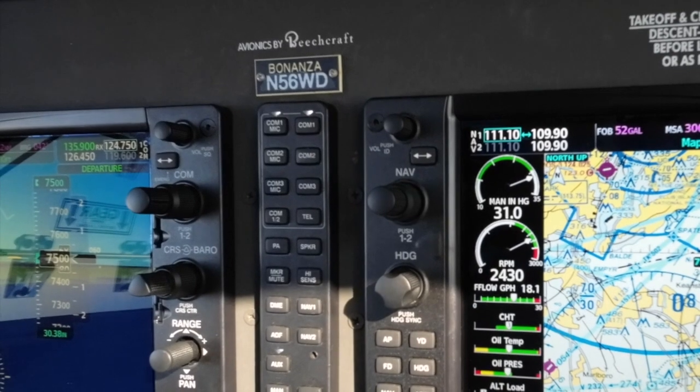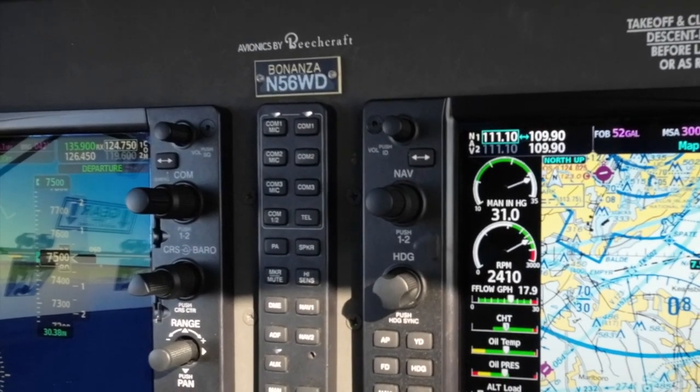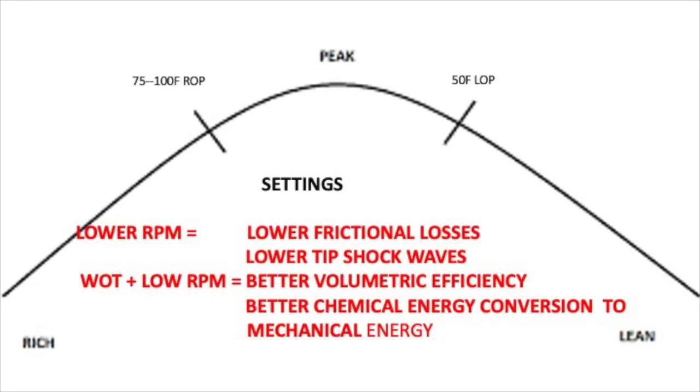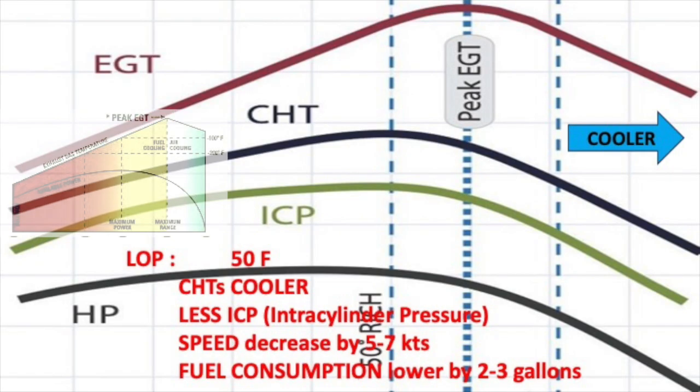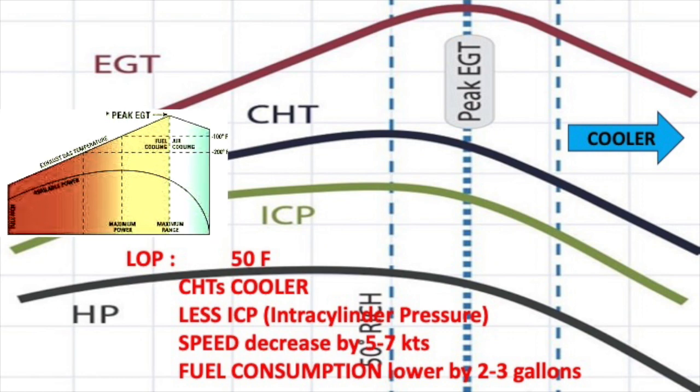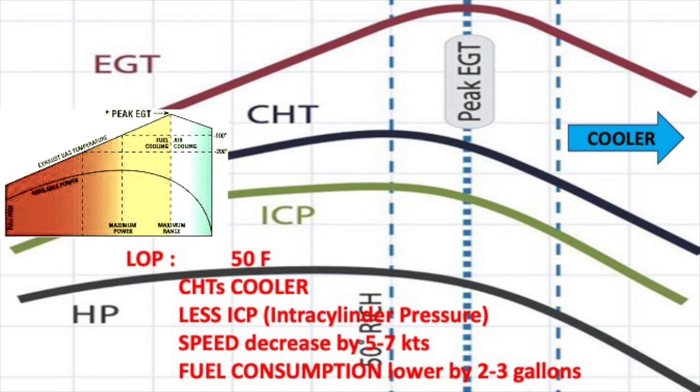The Hermite curve is a perfect example of the power curve in all aircraft engines. Go from rich of peak to lean of peak. The low RPM gives you great volumetric efficiency as well as good cooling of the CHTs. And the lowered CHTs are directly correlated to lower intracylinder pressure, which is very helpful for the engine.